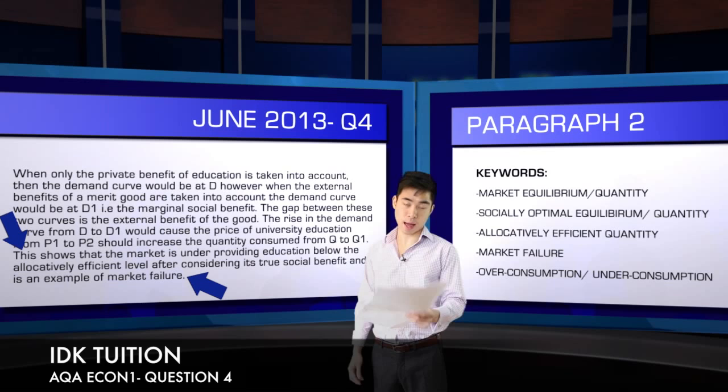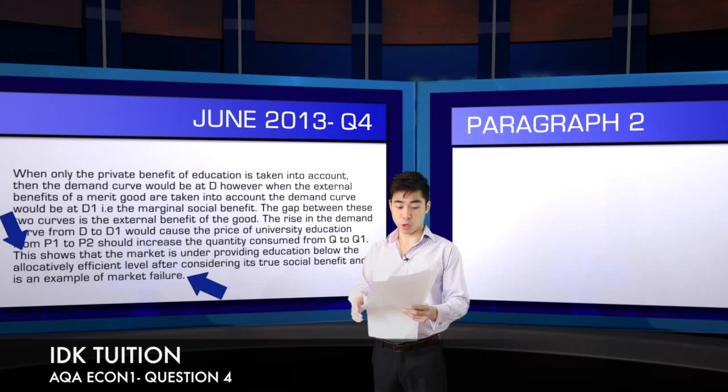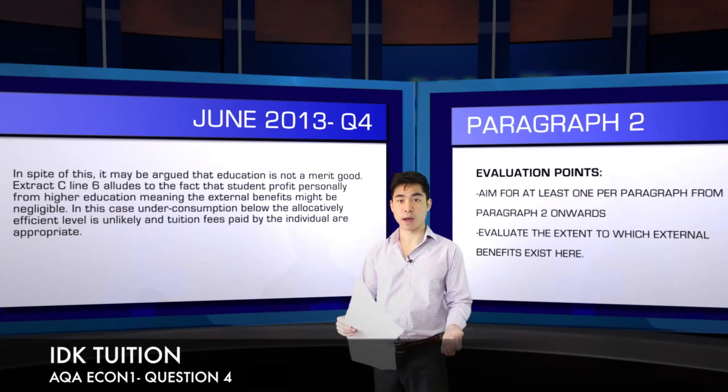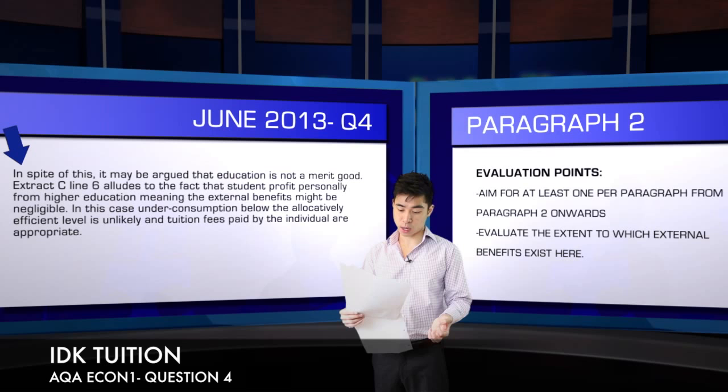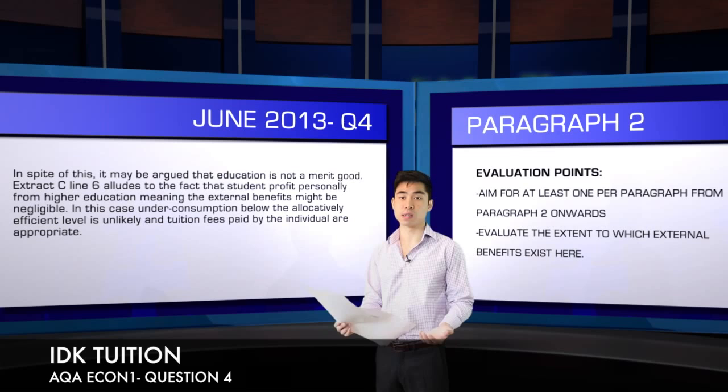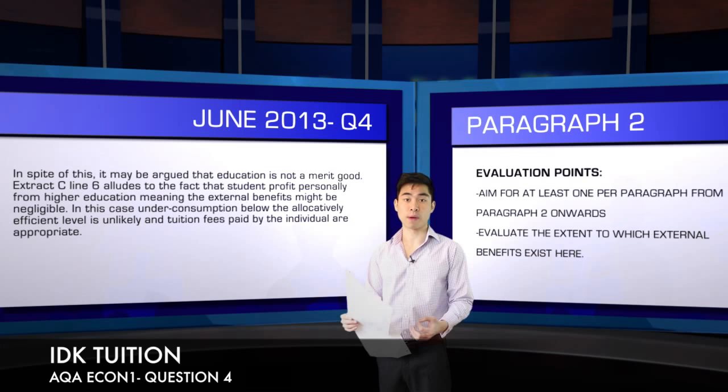And then evaluation points. So I think from paragraph two onwards, you want to be evaluating every single point that you make, or rather you want at least one evaluation point per paragraph. So here, if you're talking about merit goods and demerit goods in paragraph two, then you want to be evaluating the extent to which these goods possess either an external benefit or an external cost. So here I've done that by alluding to the fact that students are the primary beneficiary from education. So is it really the case that education has wider benefits to society and thereby provides society with those external benefits, that accrue to people outside of the actual transaction?